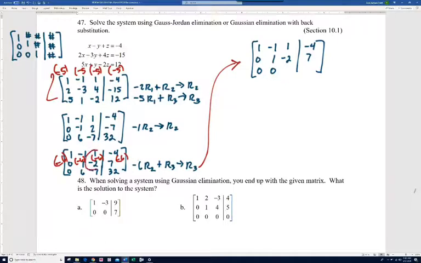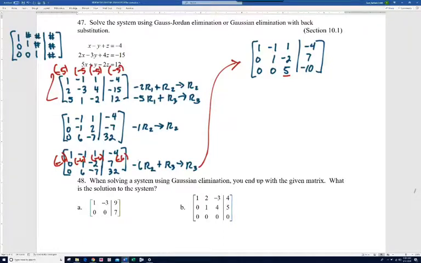And -6 times -2 here is 12. And a -7 is going to give us 5. And -6 times 7 is -42. And when we add that to 32, we get -10. So now we're almost there. We just need a 1 here, because we got our 1 here with zeros below. Then we got our 1 here and a 0 below.